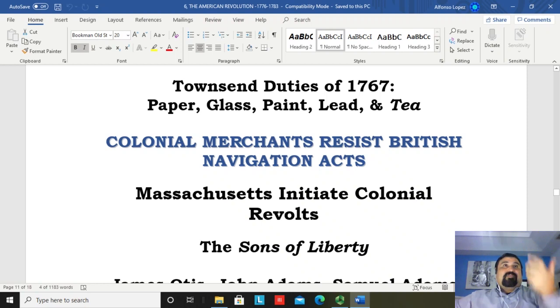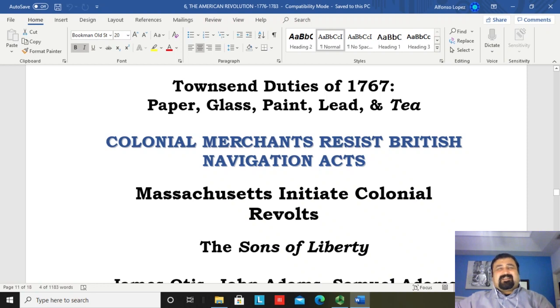We're not going to take a vote. We're not going to send a delegation to the British Parliament. And indeed, that's exactly what happened in 1767. Just the following year, British Parliament passed another series of taxes to the colonies.